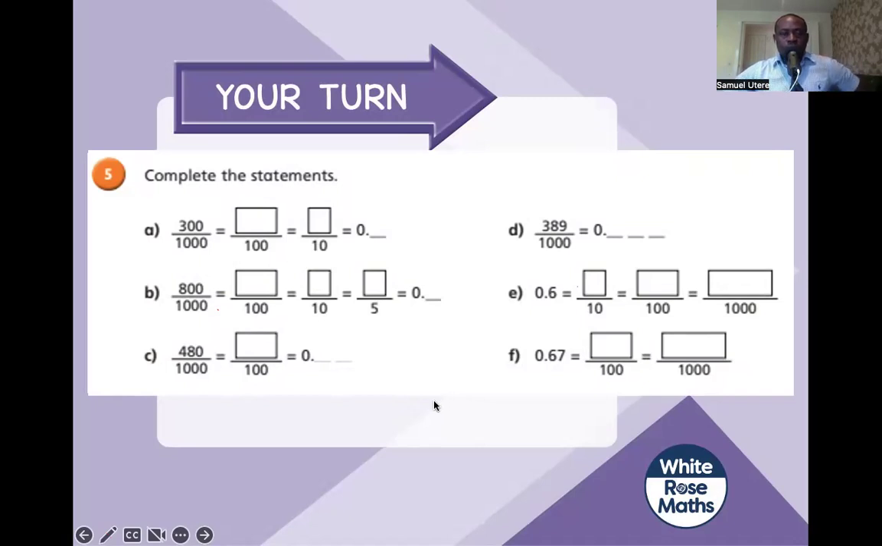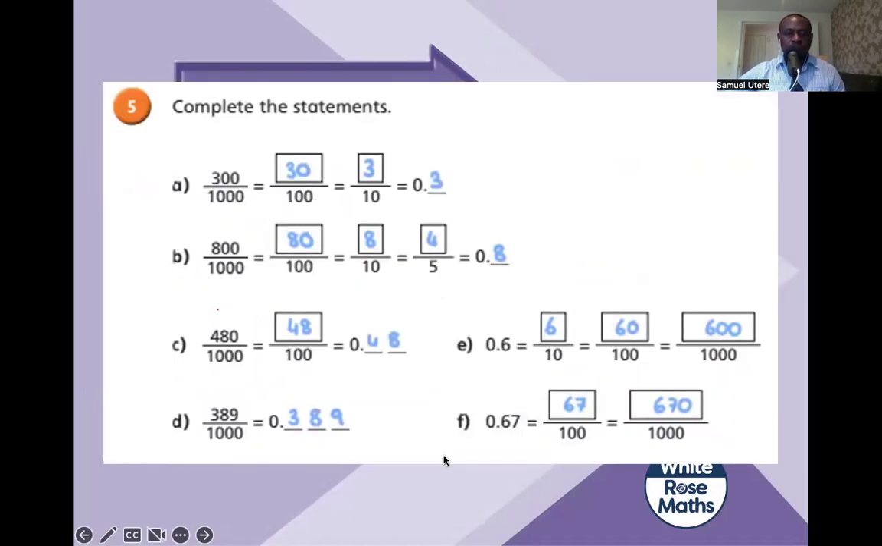Assuming you've paused the video and you've answered question 5, here are the answers. Let's discuss them. So here you were simply asked to complete the statements, and here are the answers. By now, you should know that moving from 1,000 to 100, you're dividing by 10. Then moving from 100 to tenths as the denominator, we're dividing the numerator and the denominator by 10. So if that is 30, that has to be 3, and that's 10, and then that's the decimal equivalent. And that's how we produced these answers.